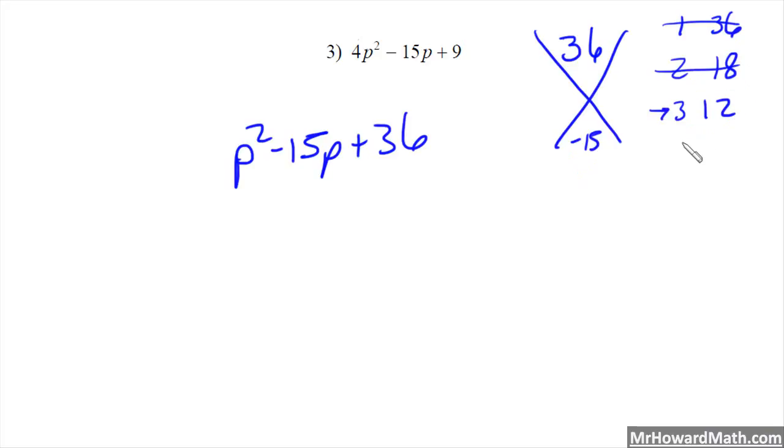Let's keep going. So 4 and 9, and 6 and 6. The only one that'll give me a 15 in combination, this would give me 13 or 5, and this would give me 12 or 0. So it's not these. It's got to be the 3 and the 12.